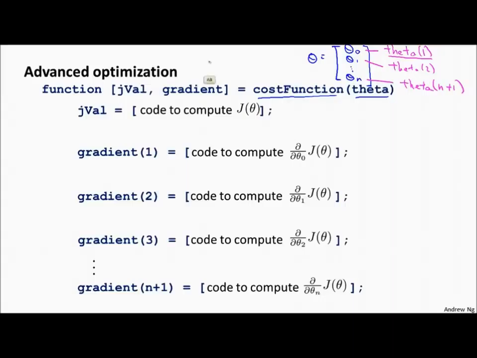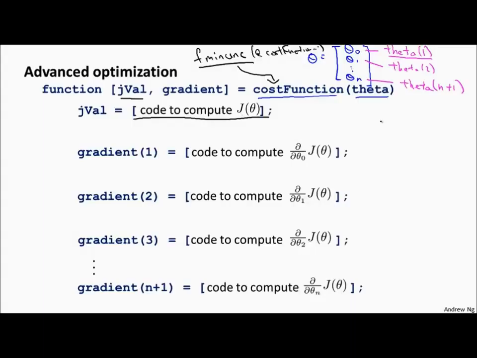What we needed to do was provide a function called cost function that we would then pass into what we saw earlier: fminunc, which stands for function minimization unconstrained, and which takes the cost function and minimizes it for us. The two main things that the cost function needed to return were, first, jVal, and for that we need to write code to compute the cost function J of theta.